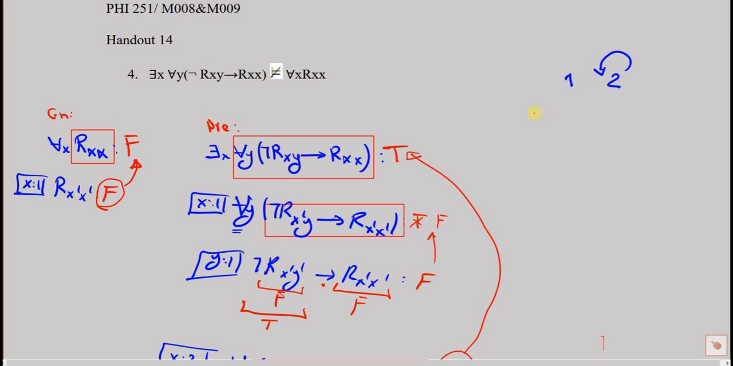We have an interpretation here. This is our interpretation. And this interpretation makes the premise true and the conclusion false. So this is a counterexample. And we are done. Okay, let's do one more.